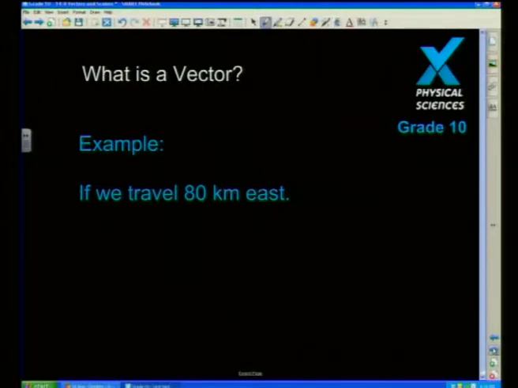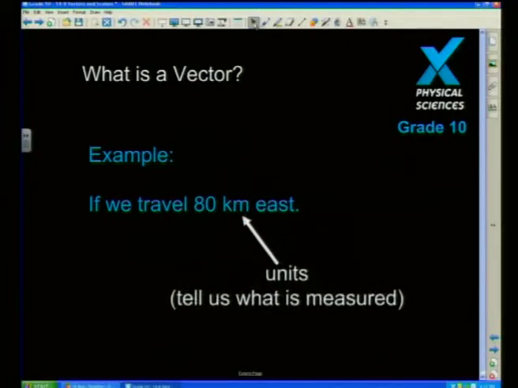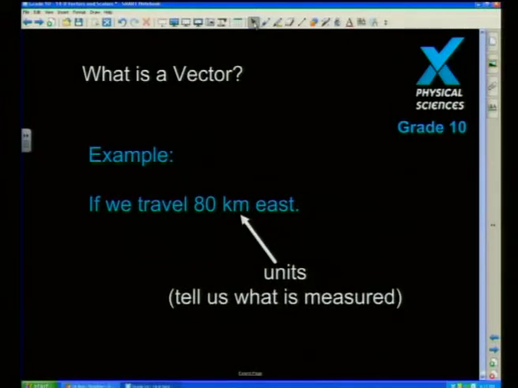We've got 80 as our magnitude, kilometers as our units, and we've got a direction attached to it. So that's something quite vital to know. Let's just move that around. Okay, so I've got my units over there, and it tells us what's being measured.